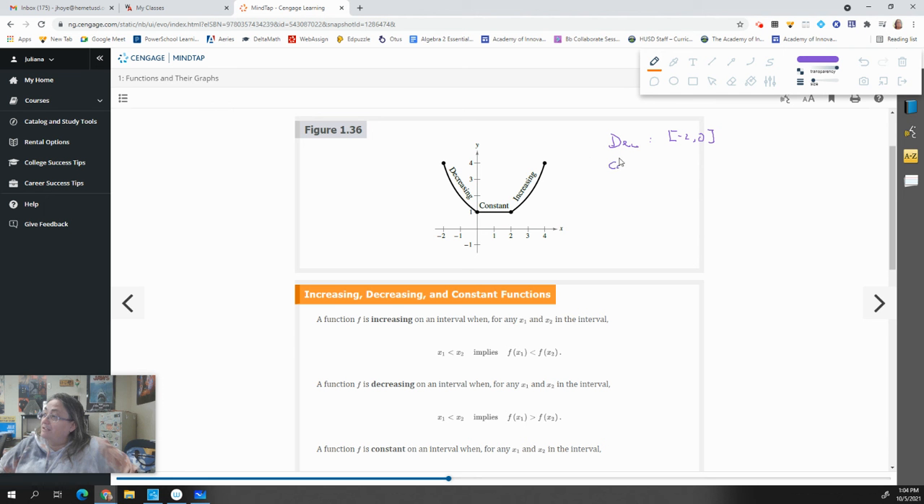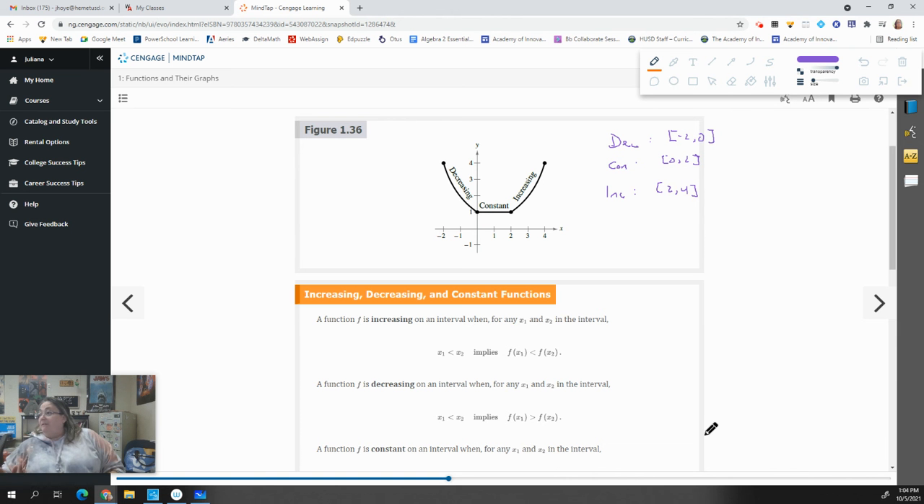It is a constant from 0 to 2. Also bracket, bracket. It increases from 2 to, what is that, 4? All solid dots, so they all get brackets. That's literally all there is to it.